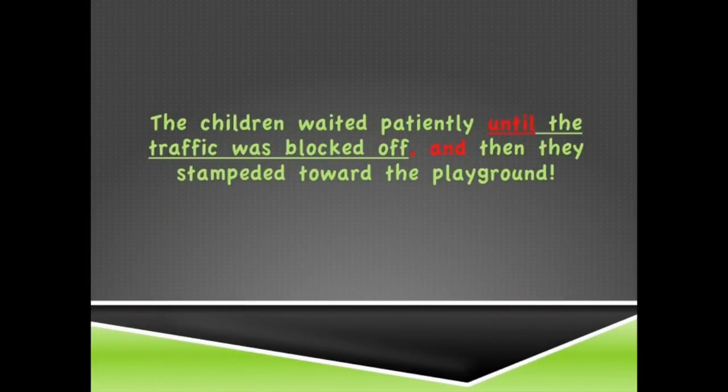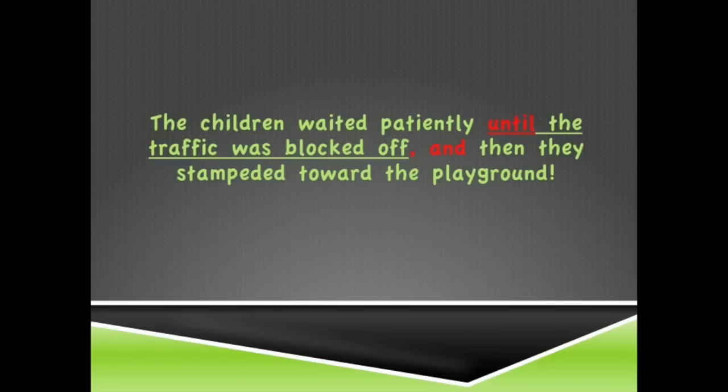I hope you were able to find the independent and dependent clauses in order to figure out why this is a compound complex sentence. Let's see how you did. I have highlighted the different conjunctions in red. The conjunction until is a subordinating conjunction, which tells me that until the traffic was blocked off is a dependent clause. I also see that I have a FANBOYS or coordinating conjunction, which tells me that somewhere in this sentence I have two independent clauses lurking.